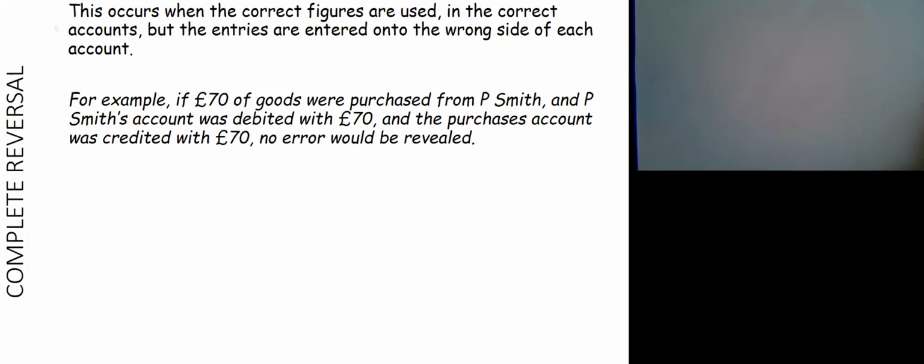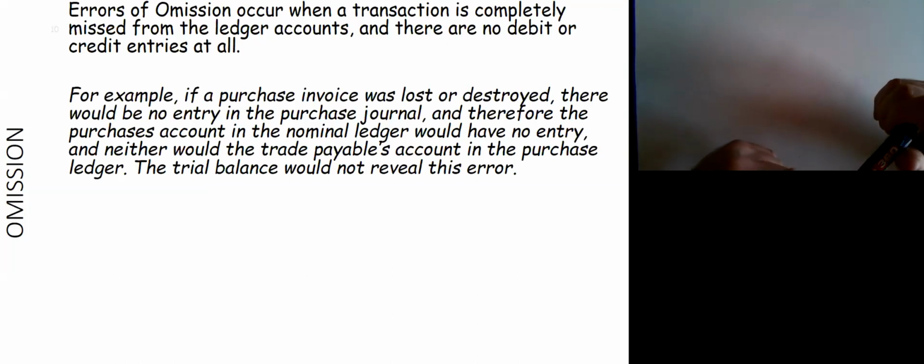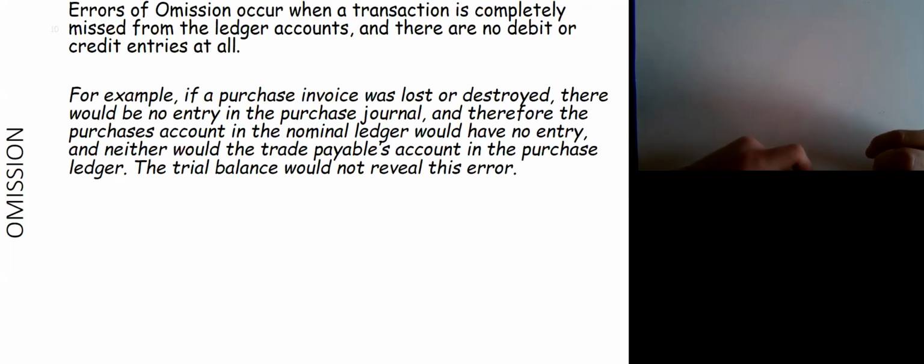The next one. Omission occurs, so this is an error of omission. Omission occurs when a transaction is completely missed out in the ledger accounts. So there's no debit or credit entries. This normally happens if an invoice gets lost or a receipt gets lost, but it's never entered into a book of prime entry. If it's not in a book of prime entry, it won't go in the ledger accounts. So a purchase invoice will be lost or destroyed. There'll be no entry in the purchase ledger, and therefore the purchases account in the nominal ledger, that's just another word for general, would have no entry, and neither would the trade payables.